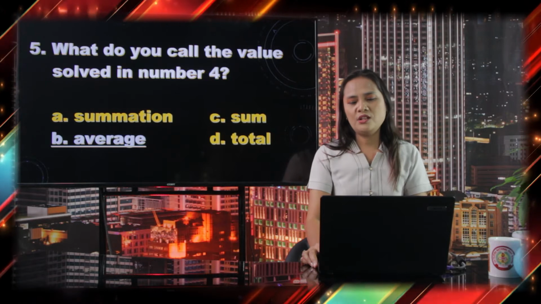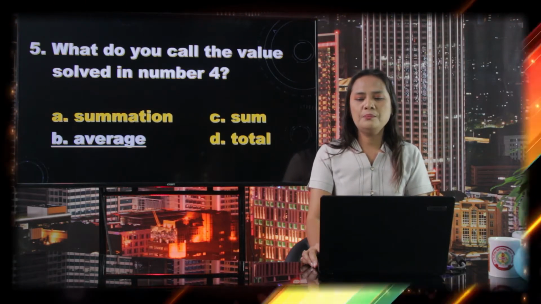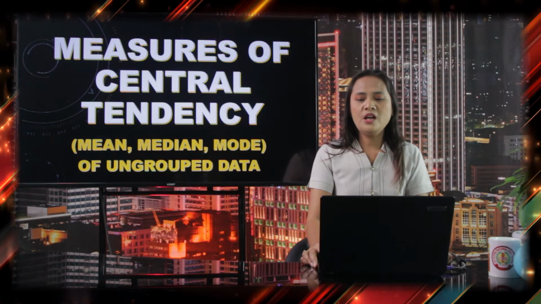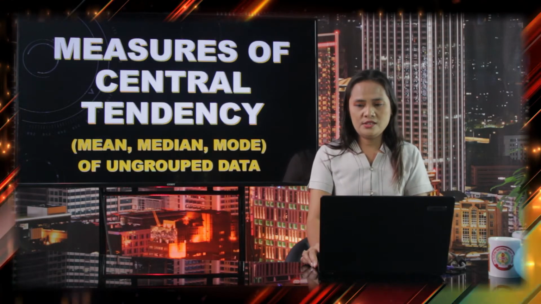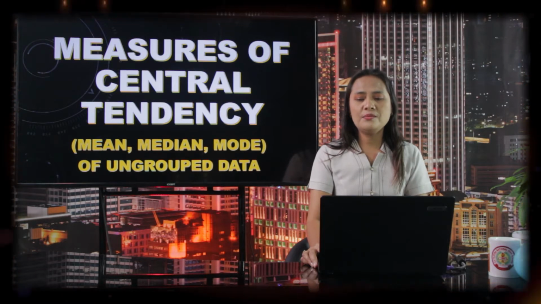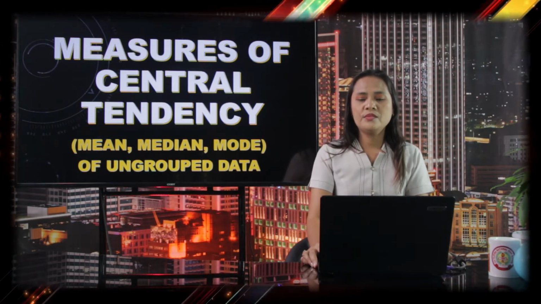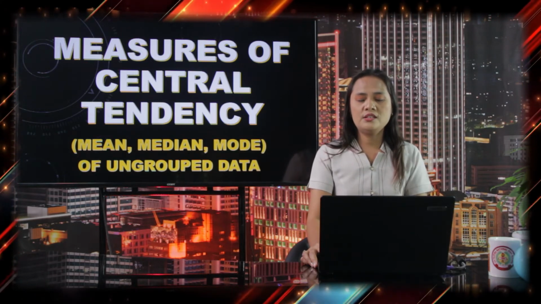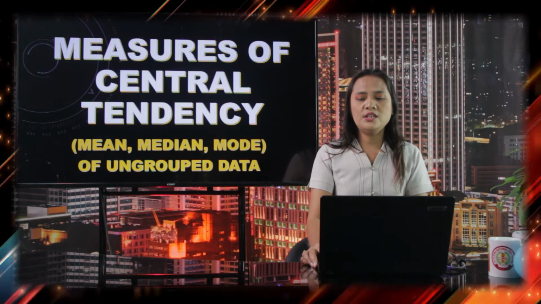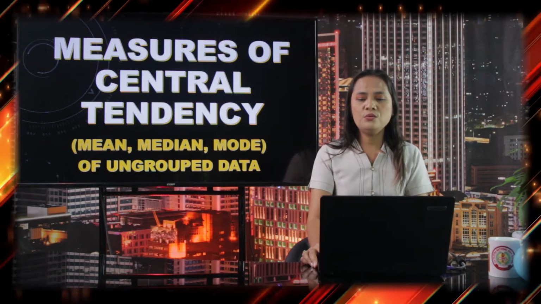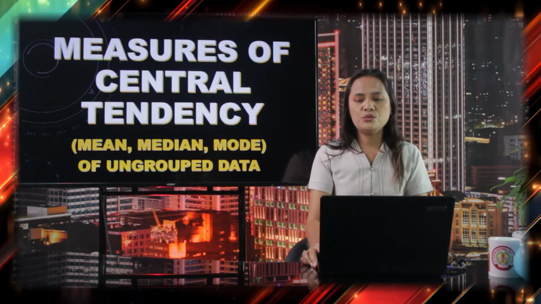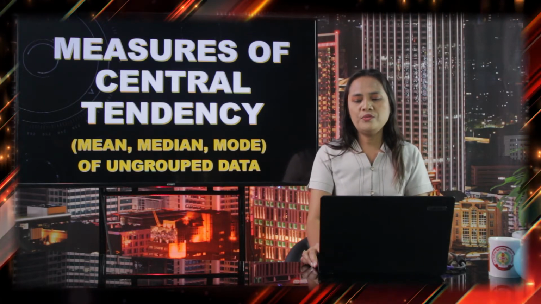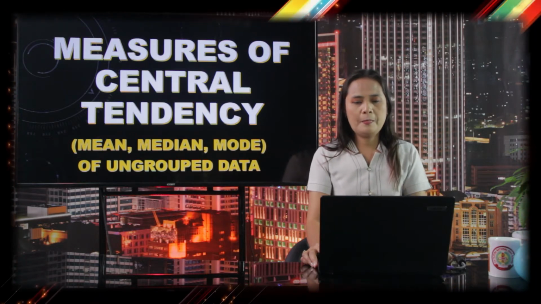For you to understand well, let us proceed to our main topic, which is measures of central tendency. A measure of central tendency is a single value that represents a set of data. The mean, median, and mode are measures of central tendency. These measures give an idea of the central value where a set of data tends to cluster. What is mean, median, and mode? How to find mean, median, and mode?